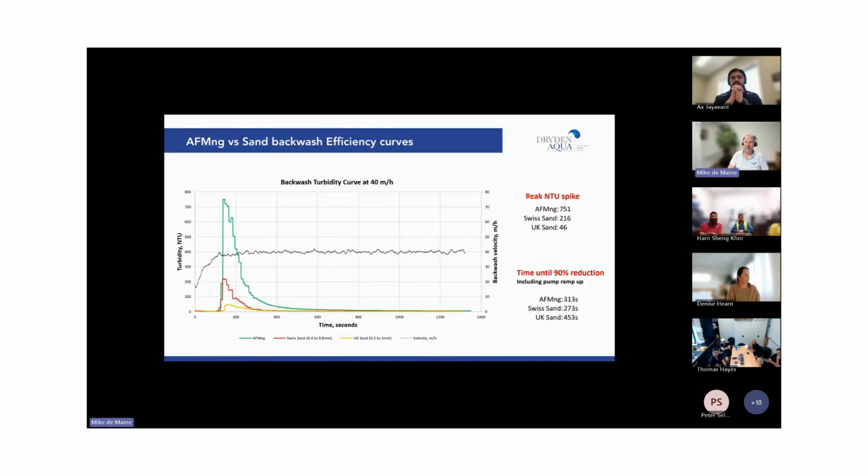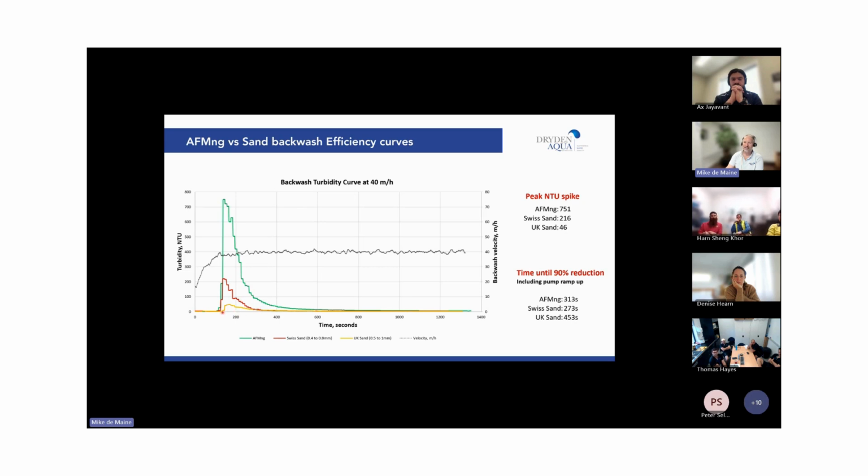Backwash turbidity curves. So again, we test everything. We use a test dust in all testing. We use an internationally renowned test method when we're testing our own filter media and all other filter medias at the same time. Here you can see we did a turbidity test of backwash at 40 meters per hour. This is the German sand. This is the particles being released at 40 meters per hour. You can see it has a small spike and then tapers down.